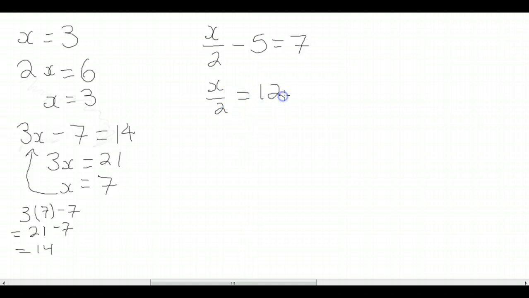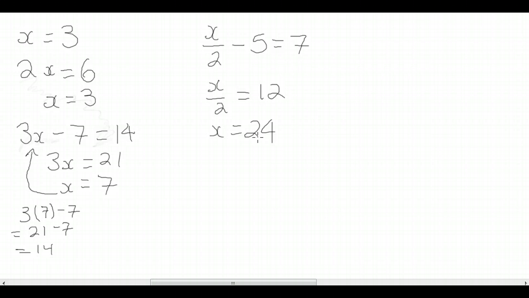X over 2 is equal to 12. The x is being divided by 2. We multiply both sides by 2 and we have 24 as our solution. So that's just basic solving equations, right? Just a reminder of that.